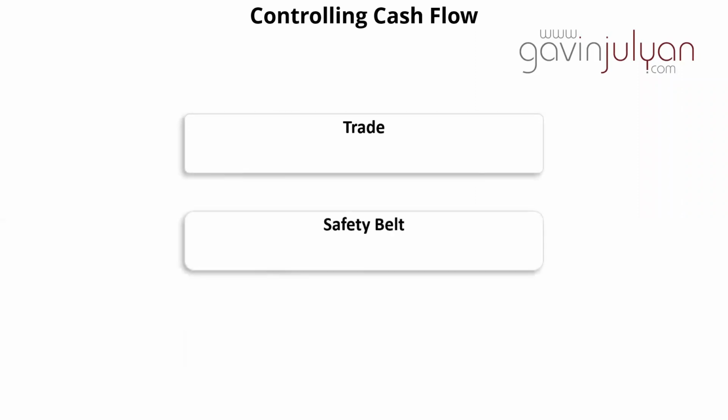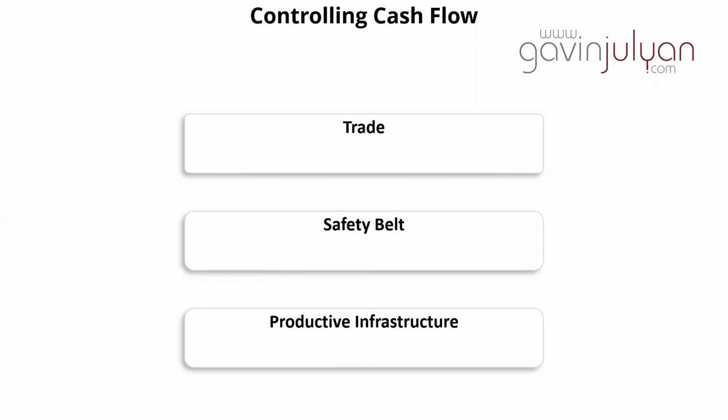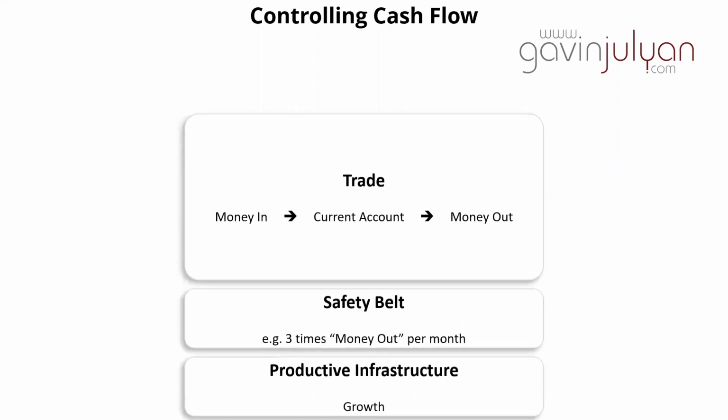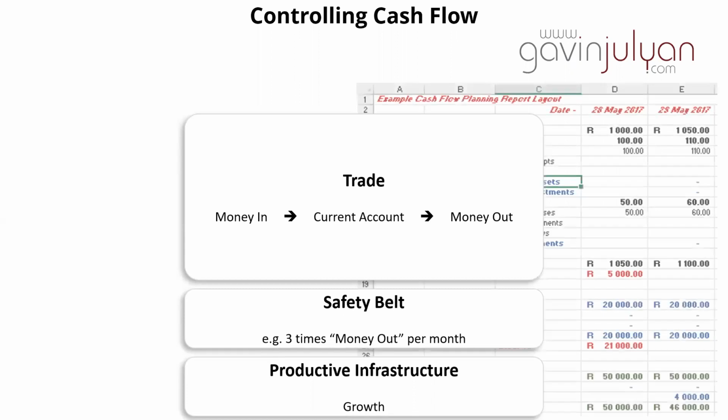So what do we worry about? We worry about, firstly, when we trade, we need money. We also need a safety belt for when trading doesn't work so lekker. And we also need a productive infrastructure that allows us to build and store stuff we trade. So trade means we move money in and out of our current account. Our safety belt is a savings account where we have 3 times our money out per month hidden away. And productive infrastructure is how we grow.